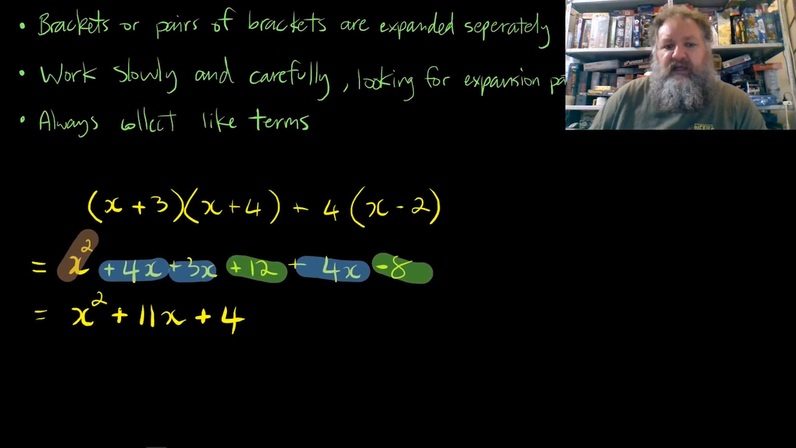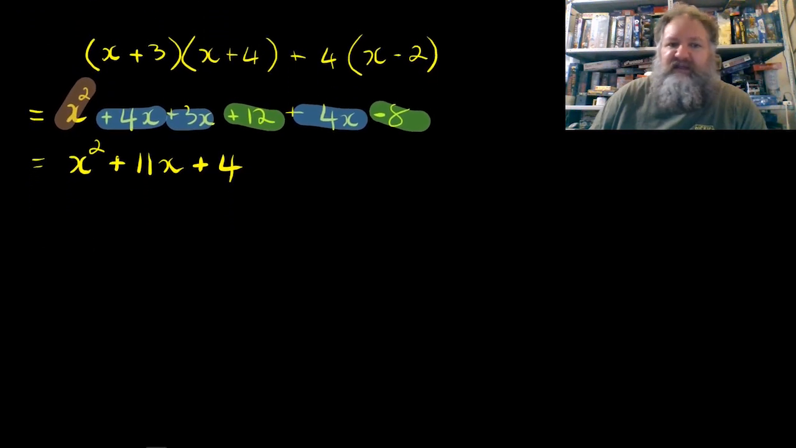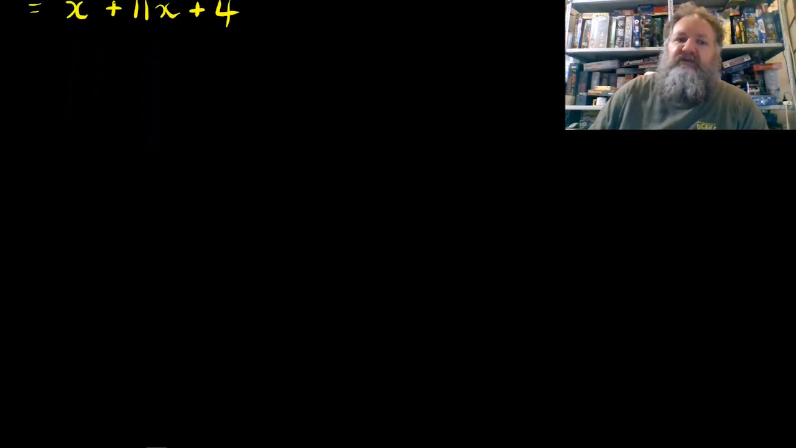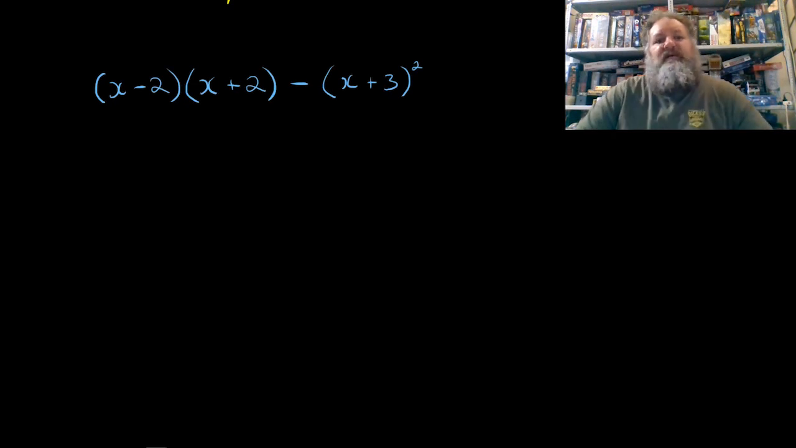Let's have a look at another one of these. This time I've made it so that there's some patterns involved, because we want to be able to do these where there are those patterns, because it makes things a whole lot easier. Okay, so here is our complicated looking expansion. What patterns do we see? Well, over this side of this minus, I've got the difference of squares, x minus 2, x plus 2. Do you remember what that will look like?